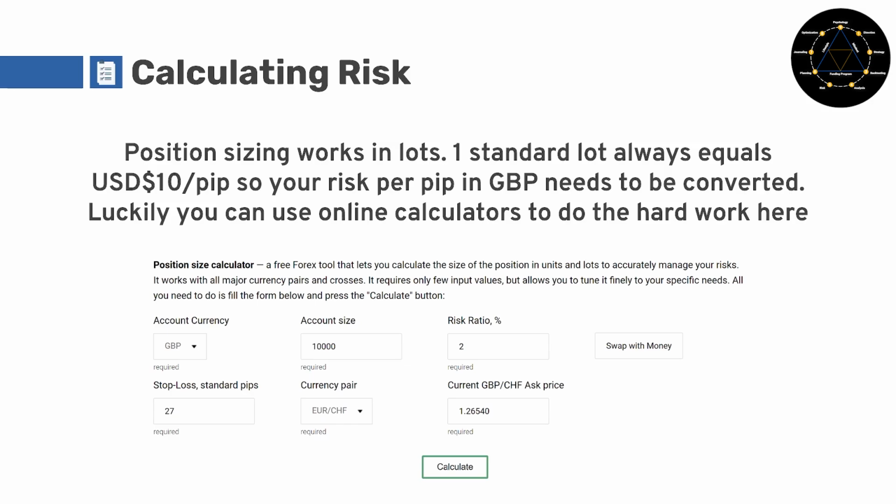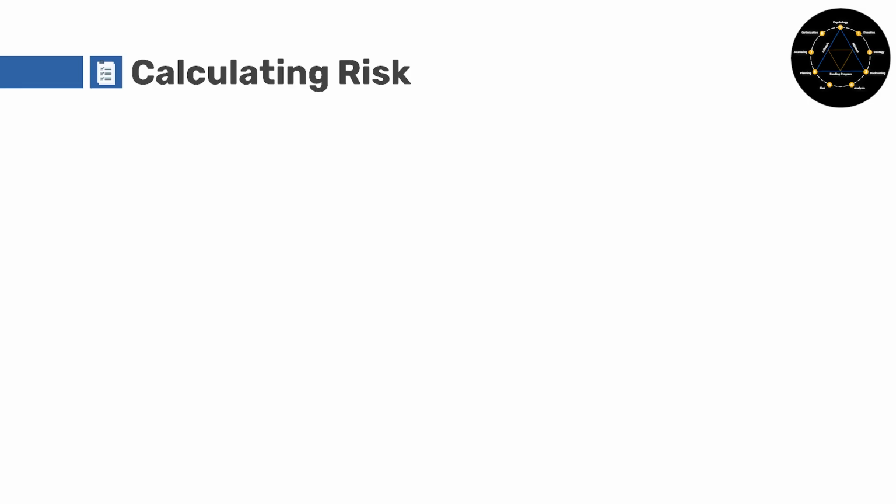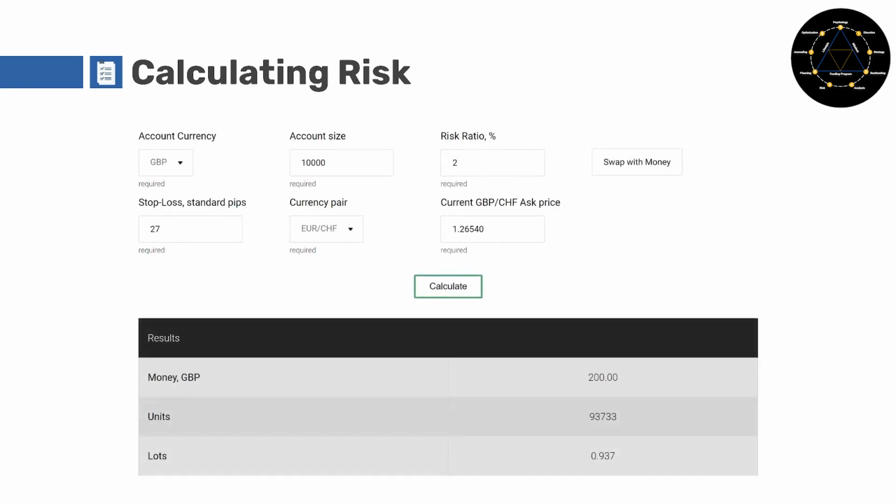Now let's say that your currency pair is Euro Swiss franc. So in this case, there's another currency conversion to do. It's asking me to enter what the current pound Swiss franc ask price is, so the sell price. That in this instance was 1.26540. So now I'll calculate that, and it will give me the amount of lots I need to enter.